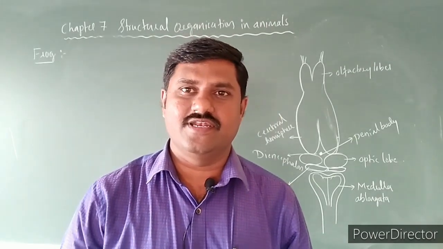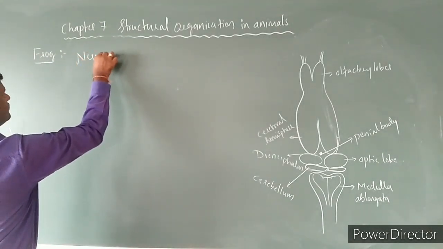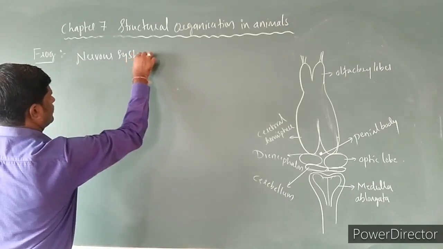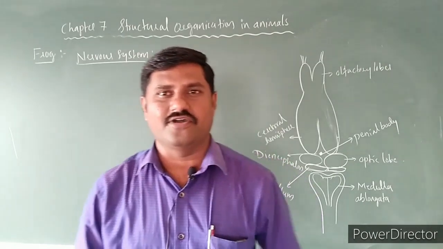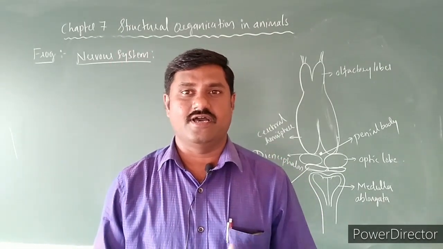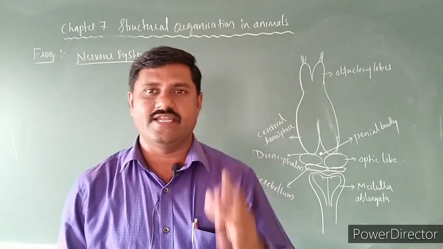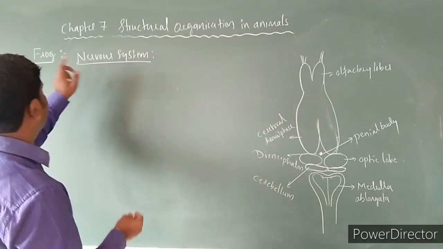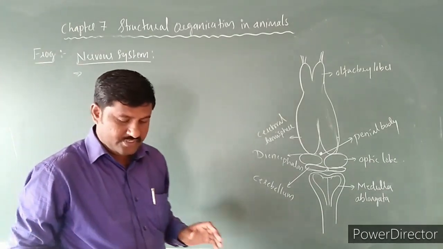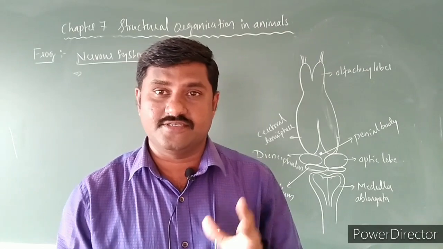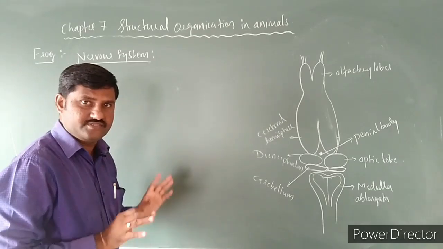Yes, let us start with the nervous system of the frog, right? The interesting part in the frog itself. The nervous system is a highly evolved structure. It is well developed in frogs, especially in amphibians, right? It is a highly evolved structure, and the control and coordination system itself consists of two systems.